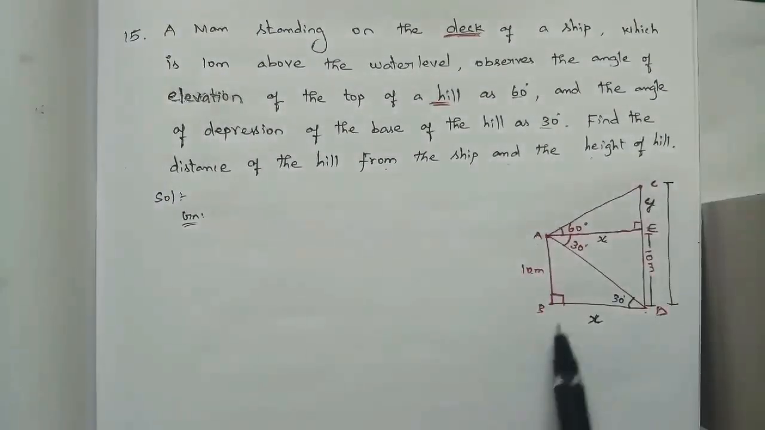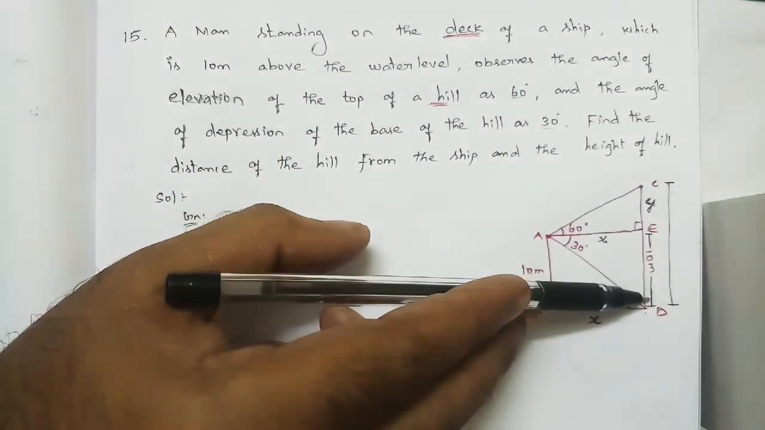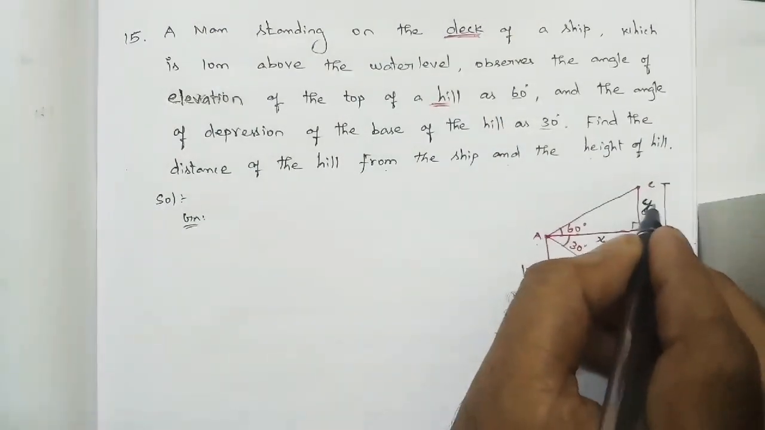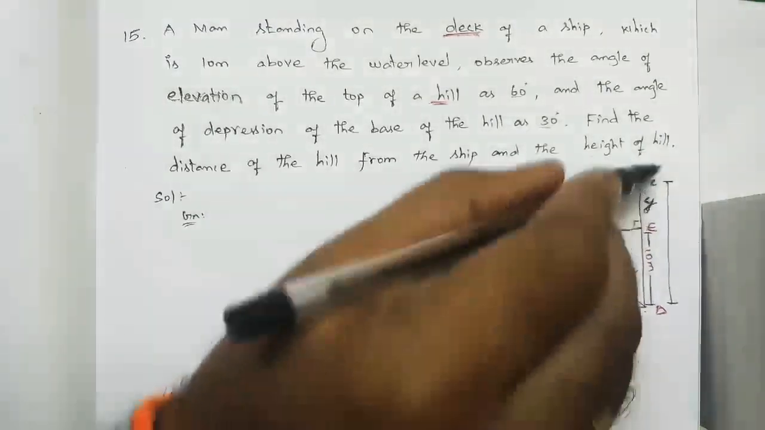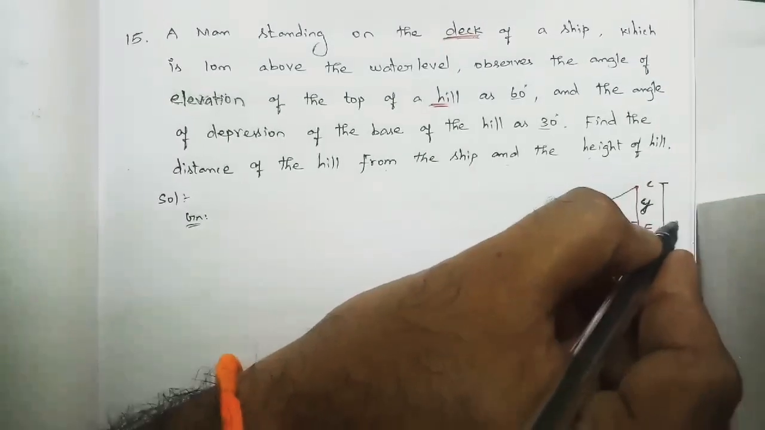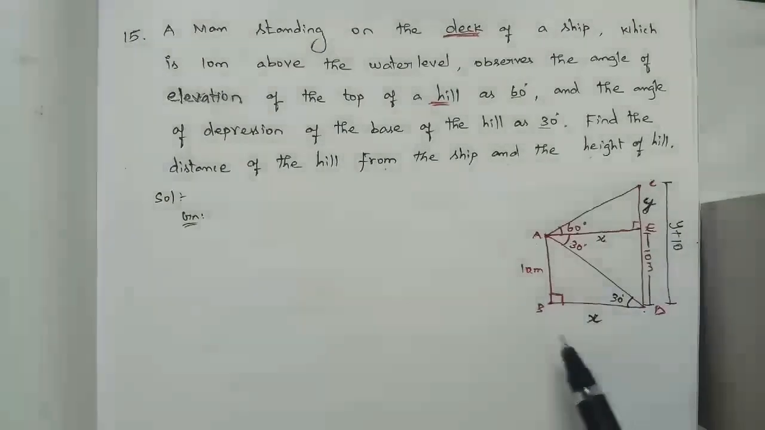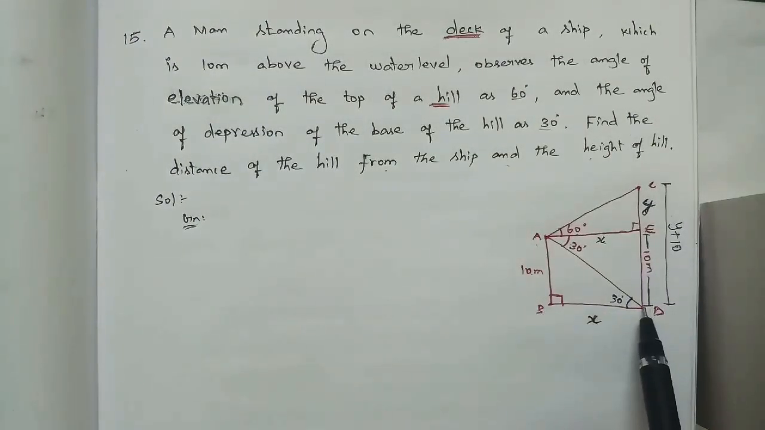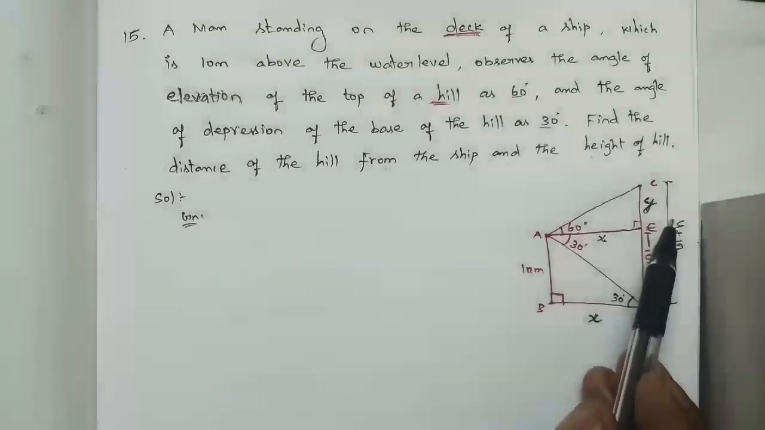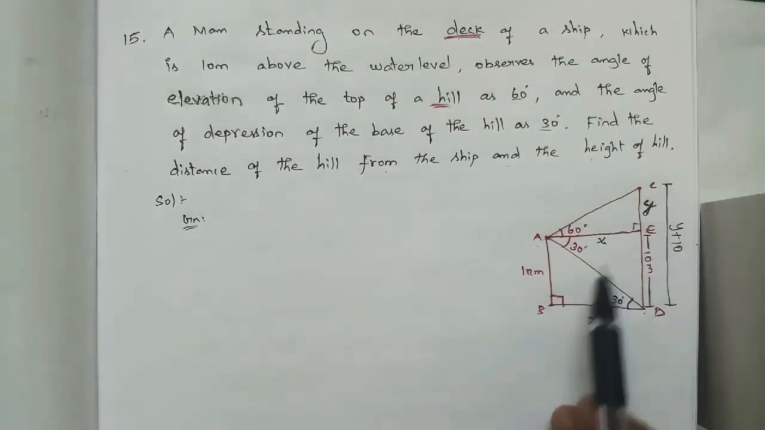So what do we need? The measurement of BD and the measurement of CD. CD is nothing but CE plus ED, right? ED is 10 meters and CE is y. So the height of the hill is y plus 10 meters, right? If you know the value of x, that is the distance between the ship and the hill, and the height of the hill is y plus 10 meters. So we have two right angle triangles, and with the help of those, we are going to find it.